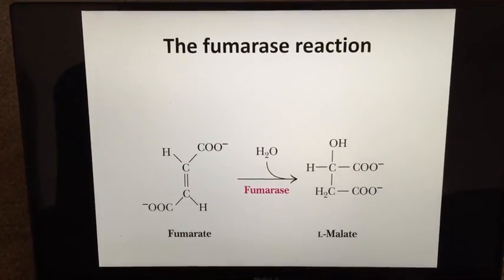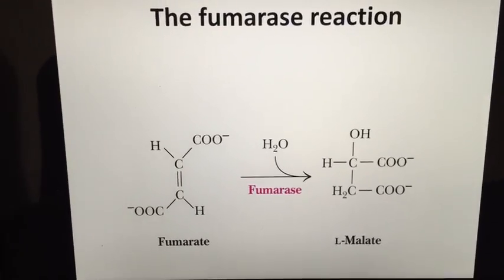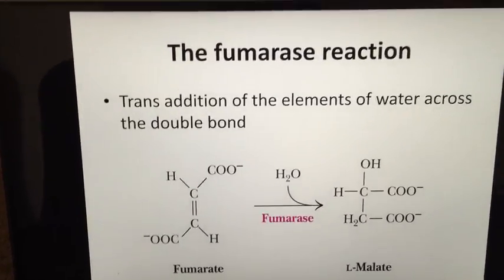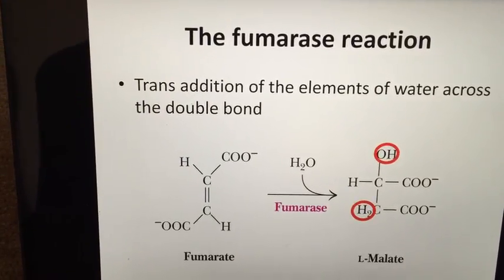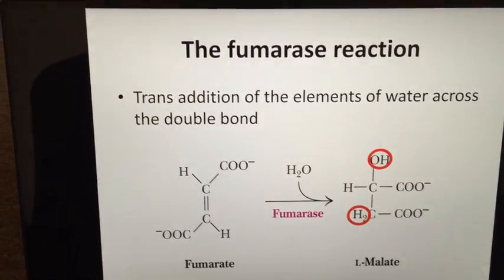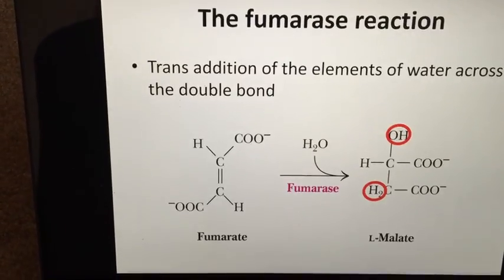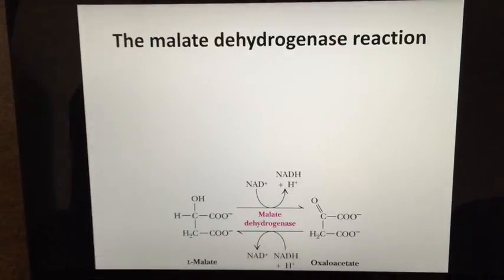Okay, next reaction is the fumarase reaction. Fumarase converts fumarate to malate via the addition of water, trans addition of the elements of water across the double bond. So there are the elements of water. It's a hydrogen and an OH. And the malate structure is over there.